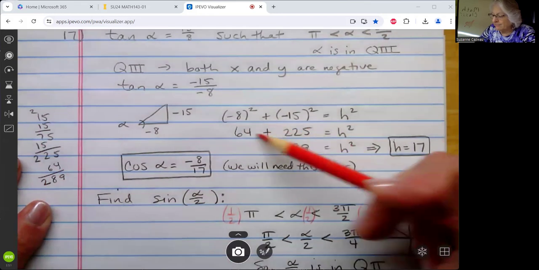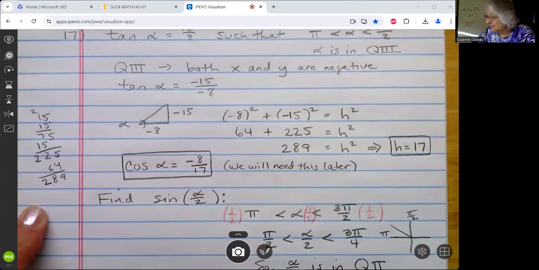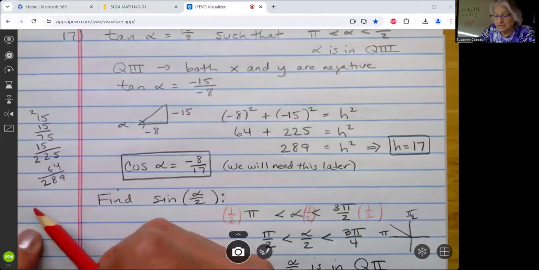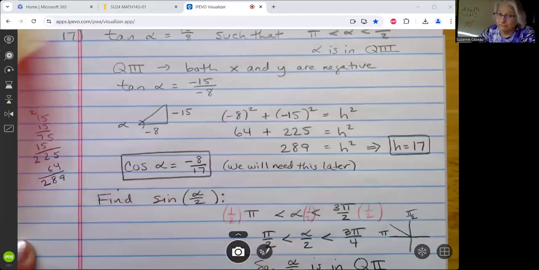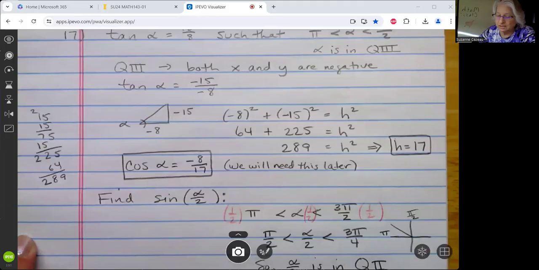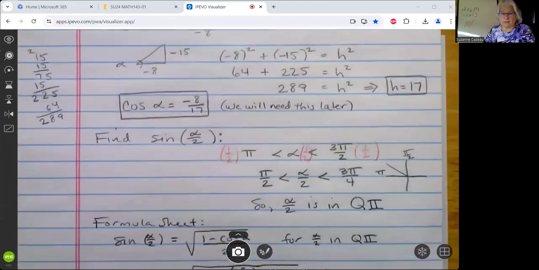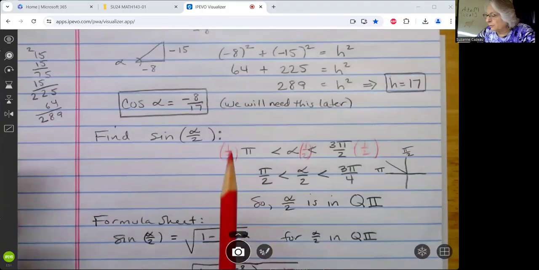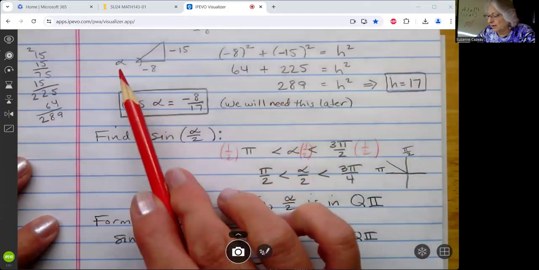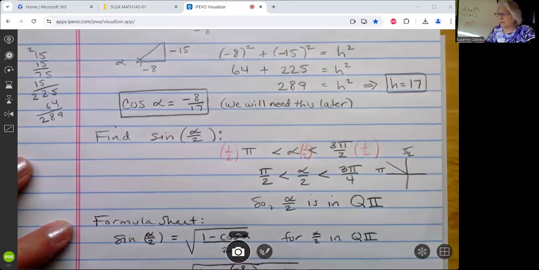If I add 64 to that, I get 289, and I do recognize that as 17 times 17. But if you didn't recognize it, you could try it: it's more than 15, so try 16, that didn't work. Okay, try 17. If you need to do the longhand on that, go ahead. Anyway, we're going to need this later. So cosine of alpha is negative 8 over 17.